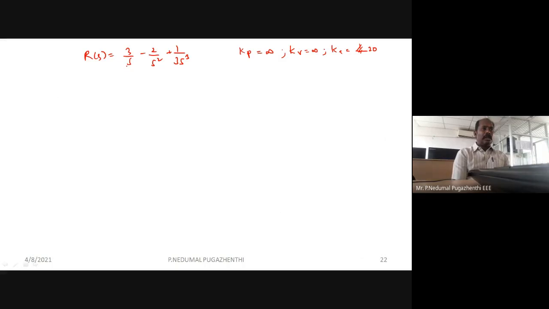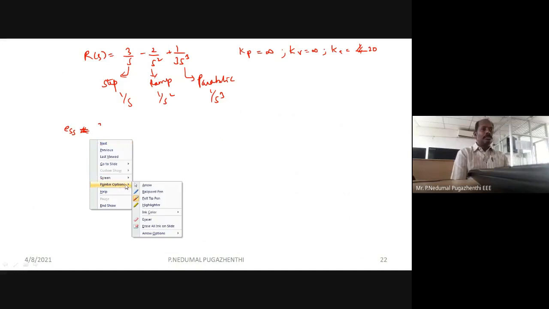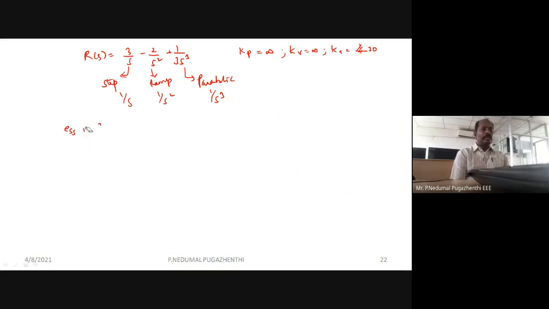I split this as what? This is a step signal, this is a ramp, and this is parabolic. 1 by S is there, 1 by S squared is there, and 1 by S cube is there. So for this, my Kp is going to be infinity, Kv is going to be infinity, and Ka is equal to 20. So what is my steady state value?